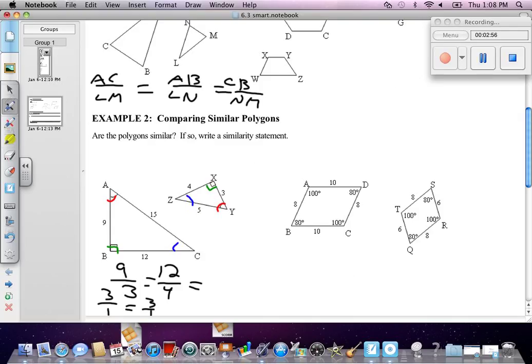So let's just check the last side. If we've got 15, we've got over 5. Does that reduce to 3 over 1? Yes. Okay, so they're proportional, so we have to write a similarity statement.